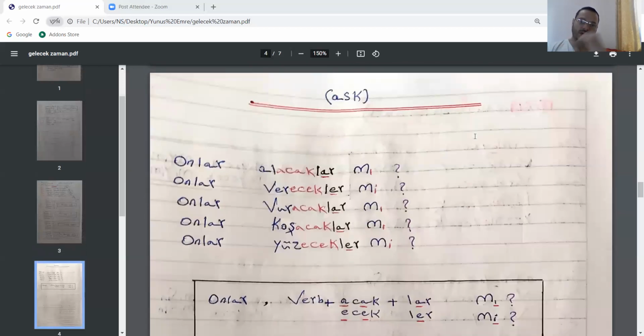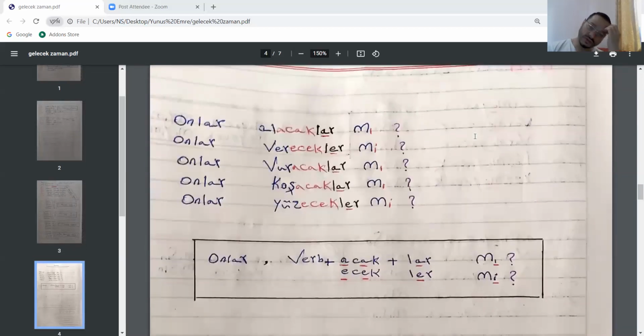Now let's talk about onlar and how we can ask with this pronoun. Onlar, verb, acak, ecek, lar, ler, and after that the question mark. Here the situation is different.